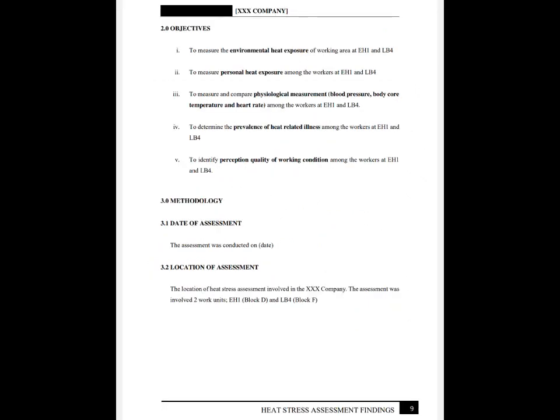Meanwhile, for the objective part here, the assessor lists all the objectives. The objectives are the same as what is mentioned in the executive summary.